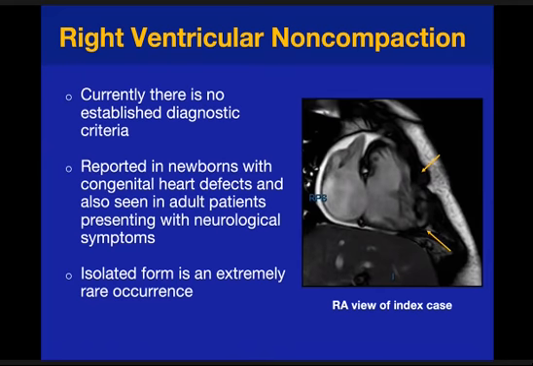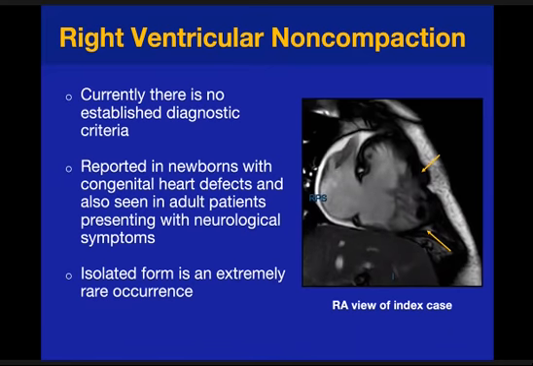It's been reported in newborns with congenital heart disease. And there's also correlation right now with adult patients presenting with neurological symptoms. However, the reports are still very few. Usually an isolated form is extremely rare, especially; it's more commonly seen with congenital heart disease.